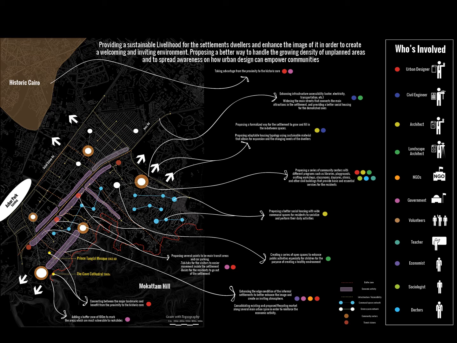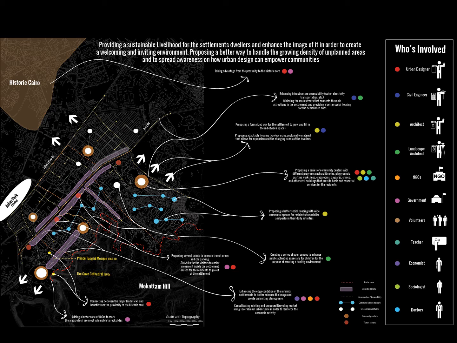Proposing several points to be main access points to transit stations and car parking, mainly using tuk-tuks as the main transit mode within the settlement due to the narrowness of the streets, and it also provides job opportunities for the youth. I've also mapped out and color-coded who could be the main characters involved to implement such a plan.